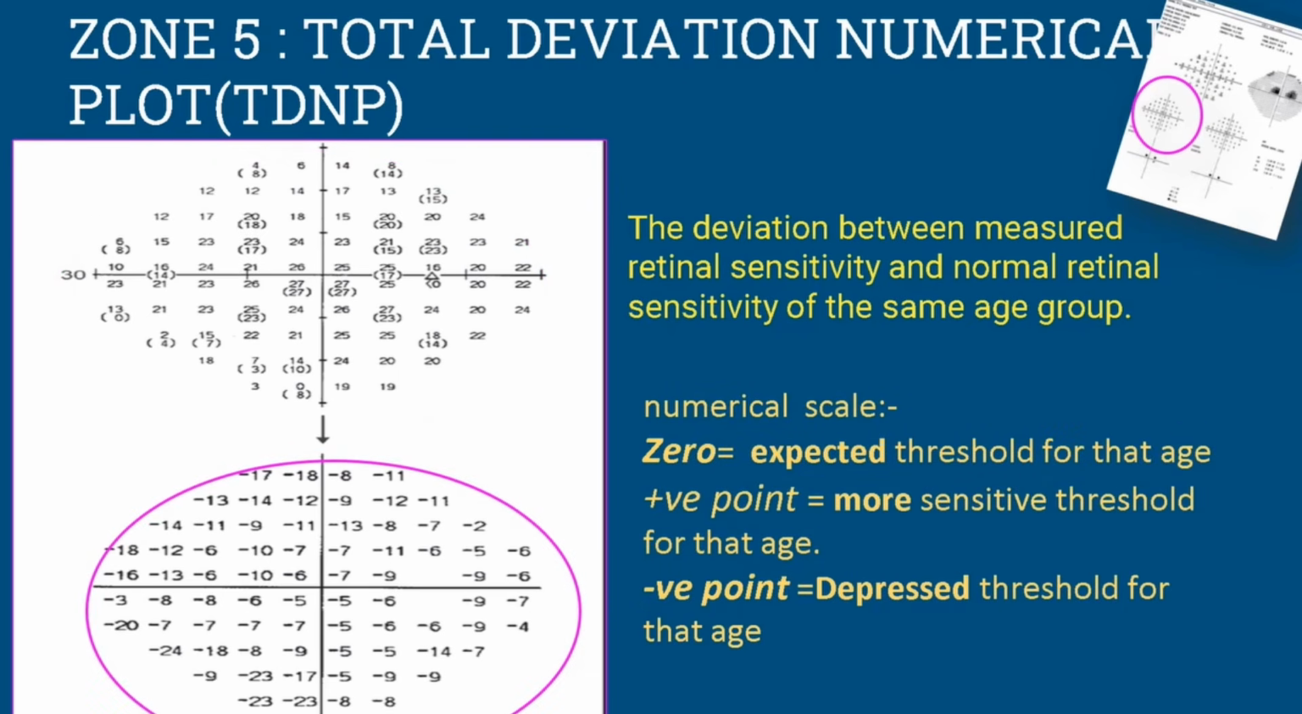The numbers here indicate the amount of deviation. So 0 means there is no deviation, and the symbols, that is positive, will indicate that the point is more sensitive than the normal, and negative indicates that the point is less sensitive than normal.